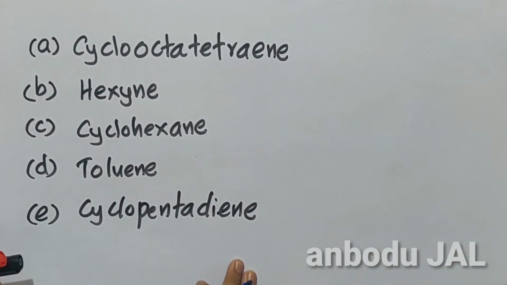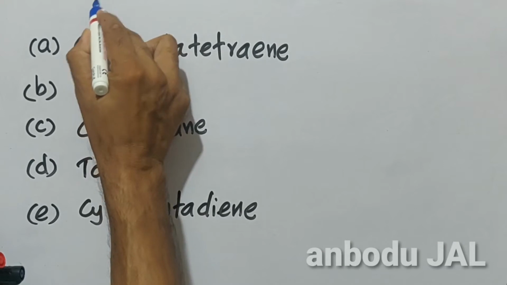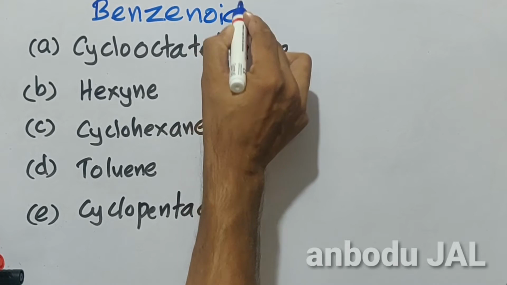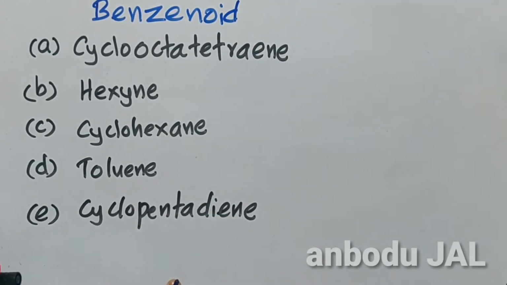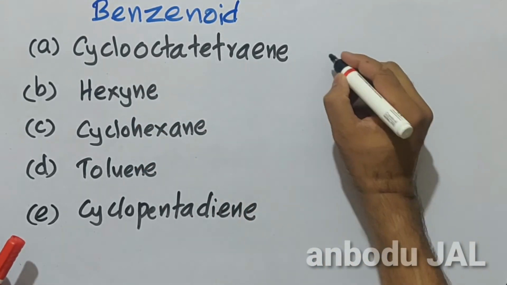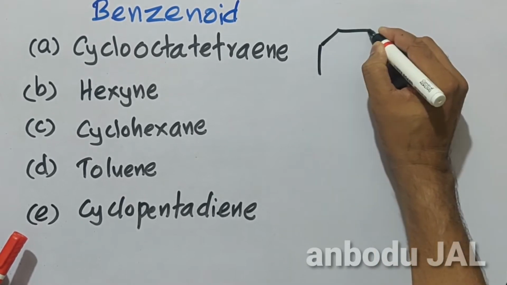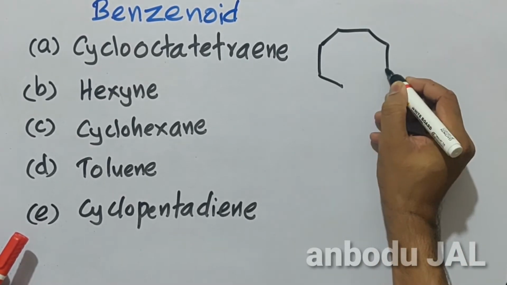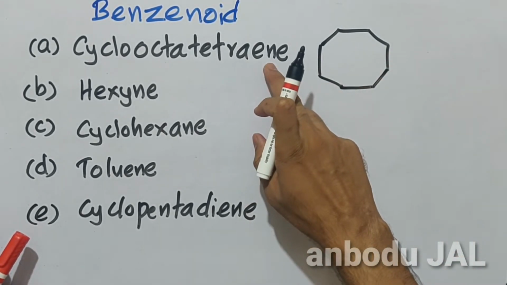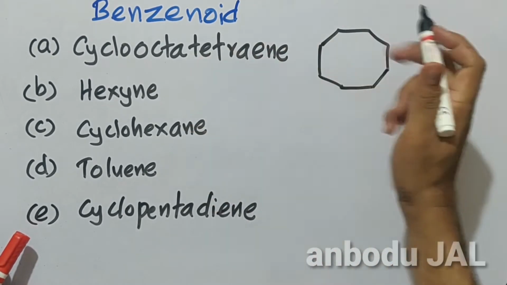The question is to find out which compound is a benzenoid. Benzenoid is nothing but benzene containing aromatic compounds. We can check each compound. First one is cyclooctatetraene. This is cyclooctatetraene, that is, double bonds in 4 places.